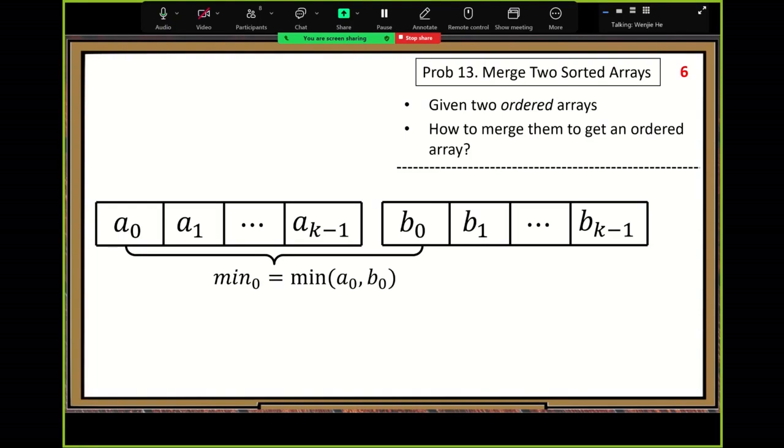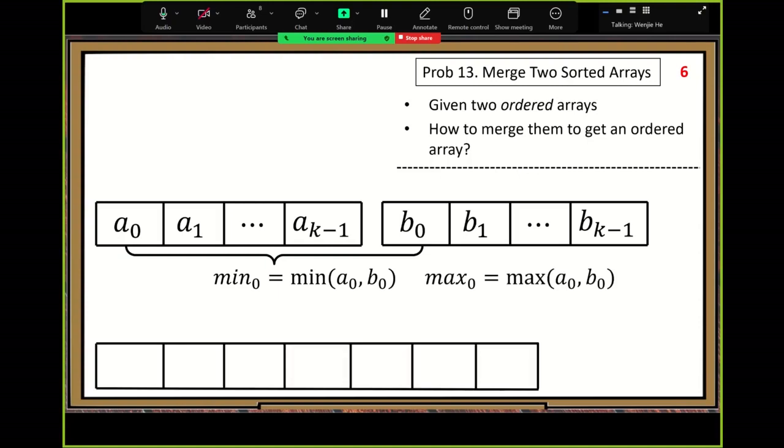Here, let us create a destination array. Let me draw this: a sequence of empty locations as the destination array. After the first comparison, we can put one element in place, dropping min 0 into this destination array. Then the larger one, max 0: we cannot say it is in place, right?